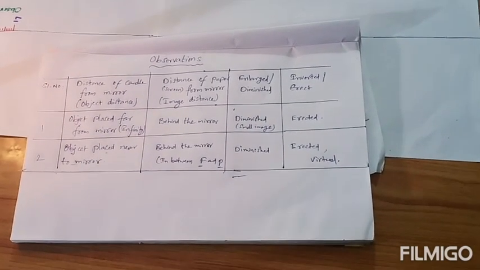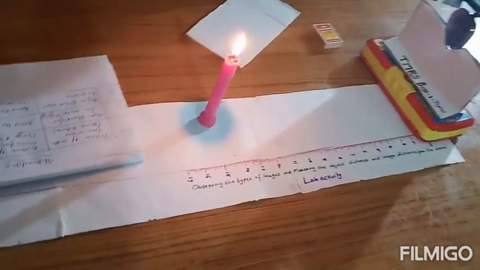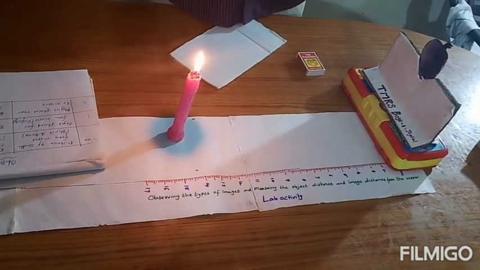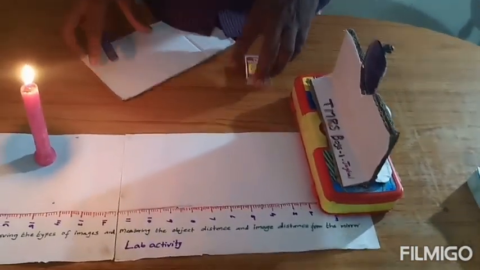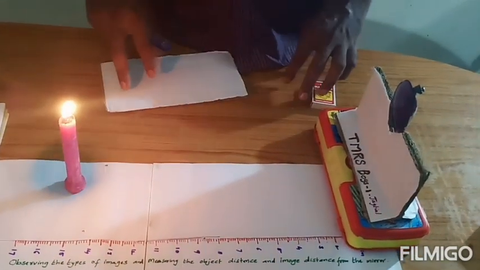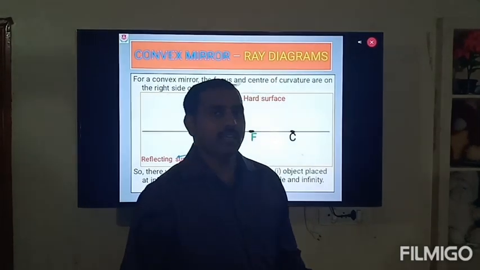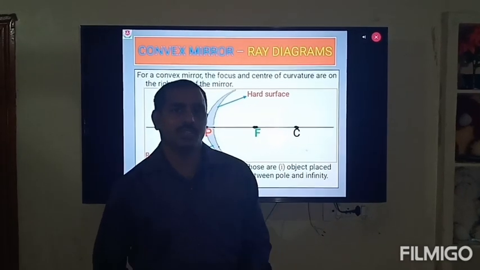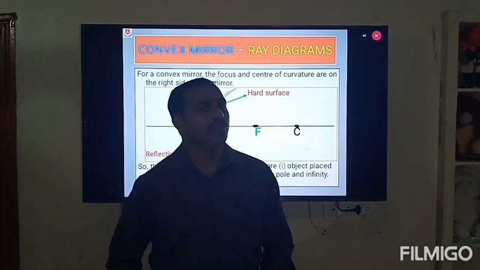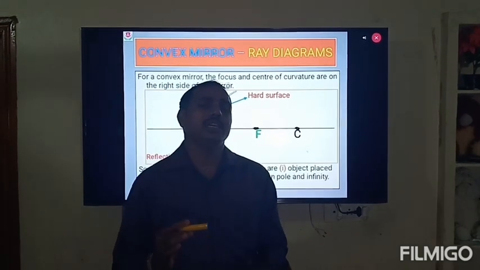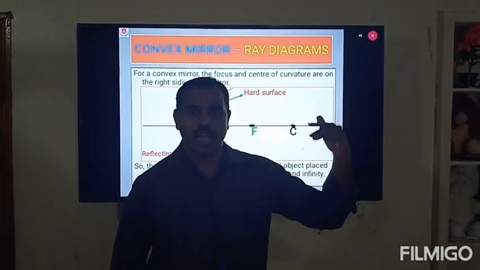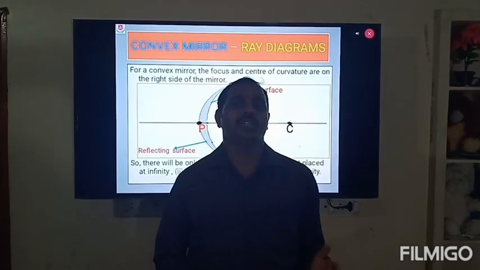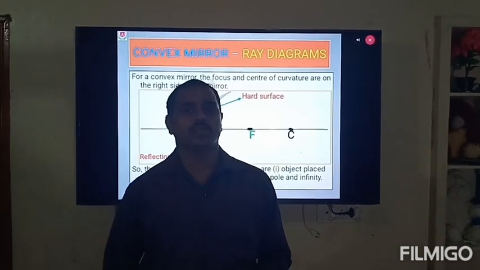Okay, now observe that in the first lab activity we saw different images, but in this case we are seeing only one type of image formed in the convex mirror. Okay, thank you friends. This is our lab activity. We did an experiment related to the convex mirror, the formation of images in the convex mirror. We observed that only virtual images are forming inside the mirror. That is, for the object at infinity and the object near to the mirror. In these two cases only we are observing.